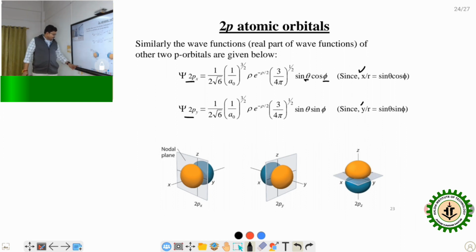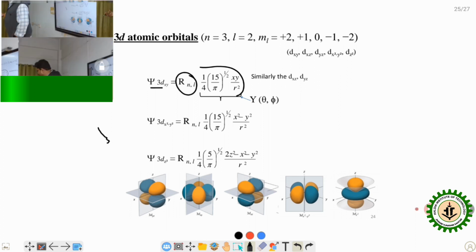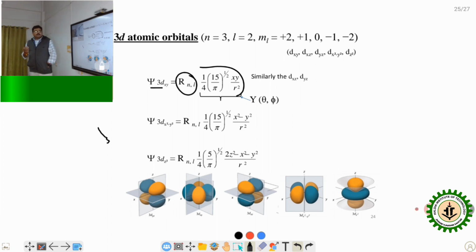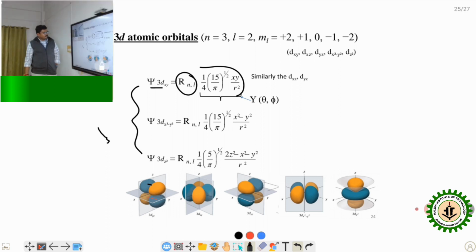But for the d orbital, if you see the d orbital wave function, I omit this radial part. This is the angular part. Here you can see it depends on two variables x and y. So that means you will have two dumbbell set orbitals for d, or also for the number of angular nodes, you can see that d orbitals have two angular nodes just because of these two different dumbbell set orbitals. Okay, so these are the subsequent wave functions for x square minus y square and z square orbitals.